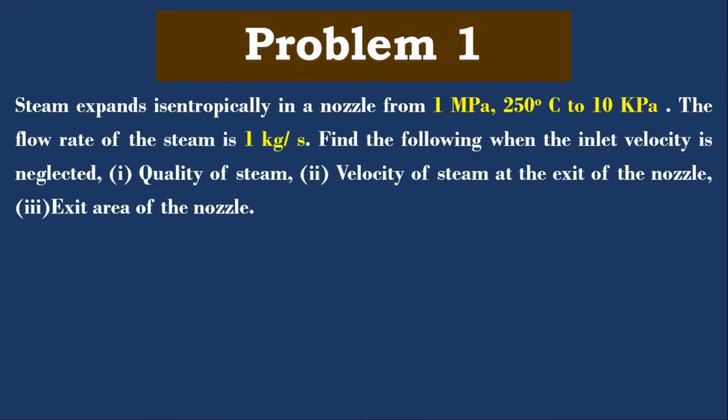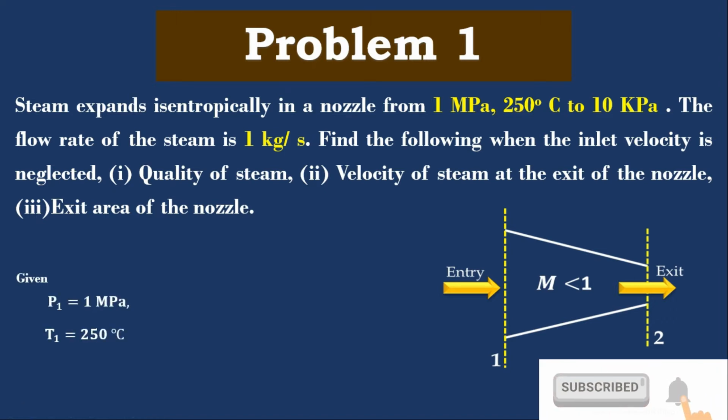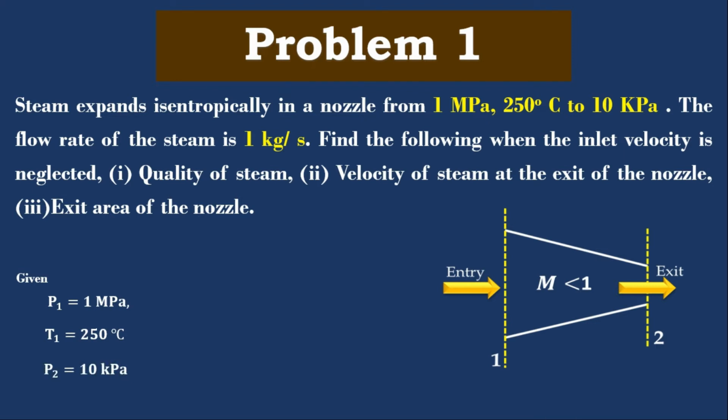Steam expands isentropically, which means ideally there is no friction in a nozzle. We have taken a convergent nozzle because there is no indication of throat or convergent-divergent direction. That's why we have taken a convergent nozzle from 1 megapascal, 250 degrees Celsius, to 10 kilopascal. So the entry of the nozzle is 1 megapascal, 250 degrees Celsius, that is P1, T1, and it expands to 10 kilopascal, that is P2. The flow rate of steam is 1 kg per second. Find the following when inlet velocity is neglected.